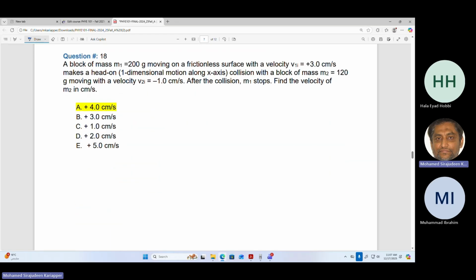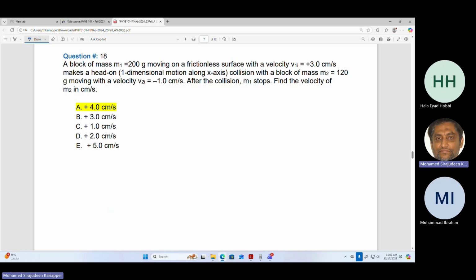A block of mass 200 gram, m1, moving on a frictionless surface with a velocity of 3 centimeter per second, makes a head-on collision. Head-on means one-dimensional. After collision, they all move in the same line. Head-on means the collision is one-dimensional. They are not glancing. They don't go in different directions. It may recoil, move in the opposite direction, but in the same line.